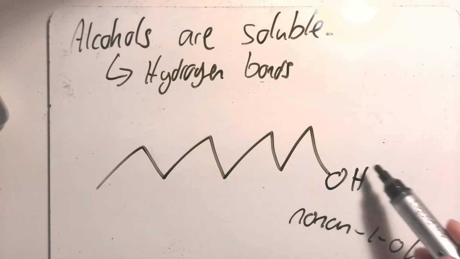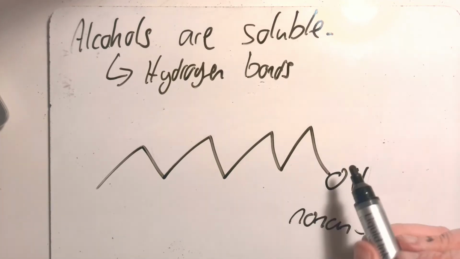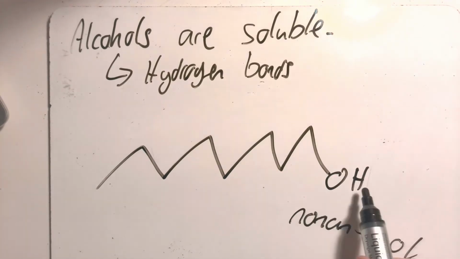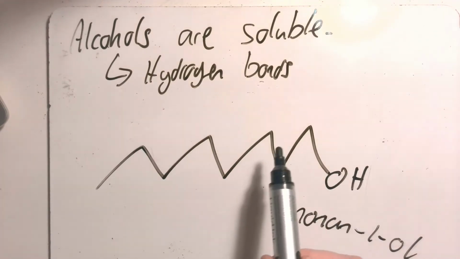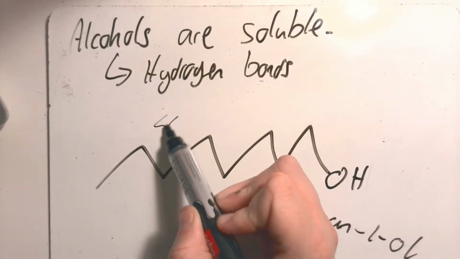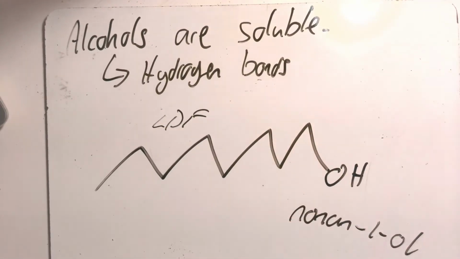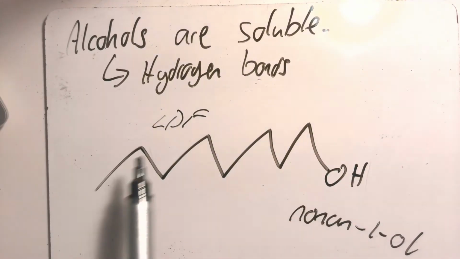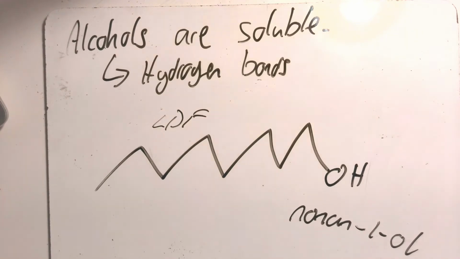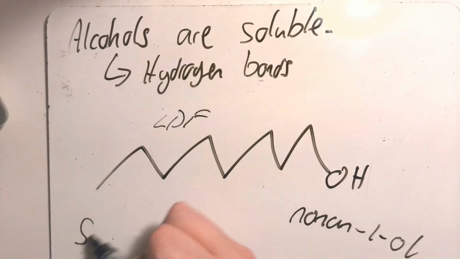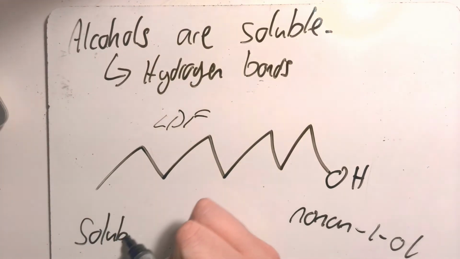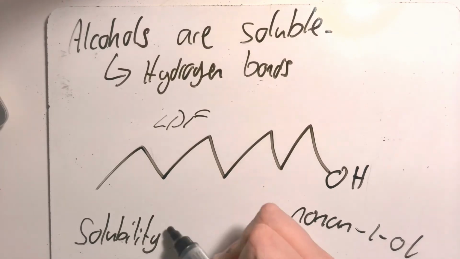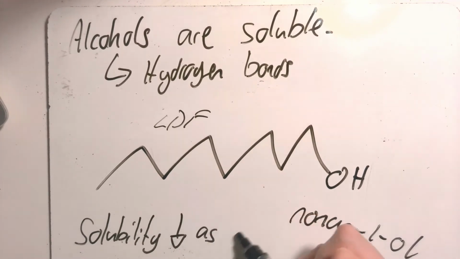In here, our hydrogen bonding will only occur at the end of this molecule, where our OH group is. Throughout the rest of the molecule, there's only going to be LDFs, London dispersion forces. Those London dispersion forces will decrease the solubility. So solubility decreases as chain lengths increase.